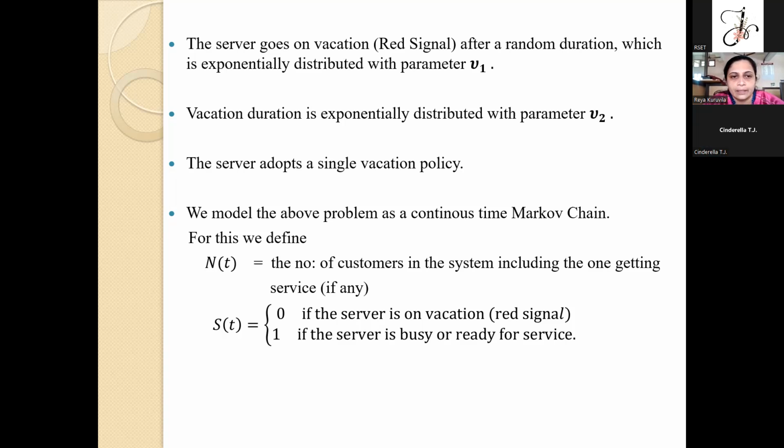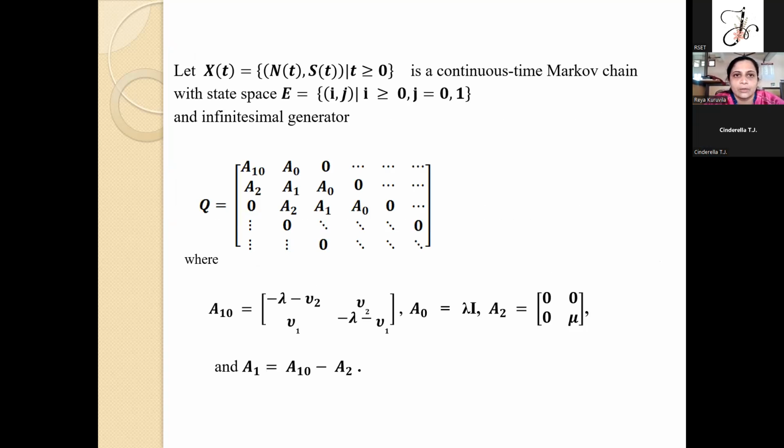For this, we define N of t equal to the number of customers in the system, including the one getting service, if any. S of t equal to 0 if the server is on vacation or red signal, 1 if the server is busy or ready for service. Let X of t equal to the set of all (N of t, S of t), t greater than or equal to 0. It is a continuous time Markov chain with a state space E equal to the set of all (i, j), i greater than or equal to 0, j equal to 0, 1, and infinitesimal generator Q, which is given over here, with A10, A0, A2, as well as A1 being square matrices given accordingly.